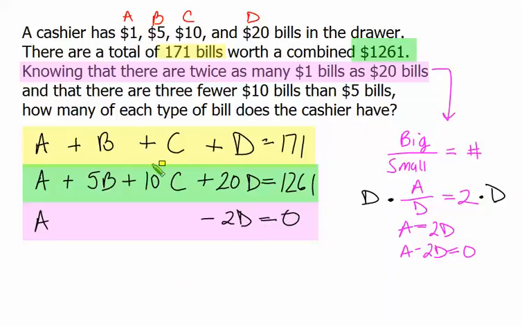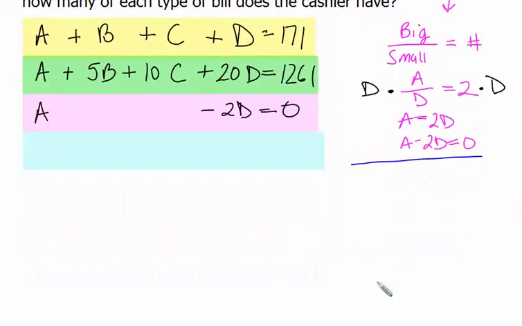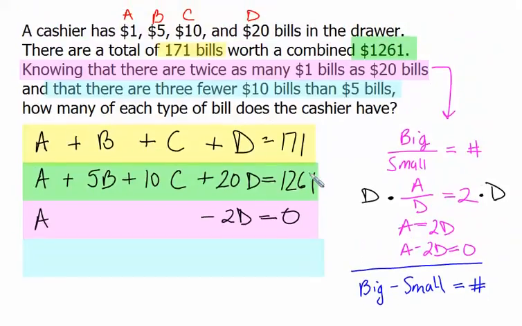And how about our final equation? We have 4 variables, we need 4 equations, and conveniently there's one other piece of information. We know that there are 3 fewer $10 bills than $5 bills. Like we discussed in class, we're going to now take the big item, subtract the small item, and that's going to equal our number because we're dealing with a difference. There are more $5 bills, which is B, so the bigger thing is B. There are fewer $10 bills, which is C, so the smaller thing is C, and that difference will be equal to 3. Thus, our final equation is B minus C equals 3.